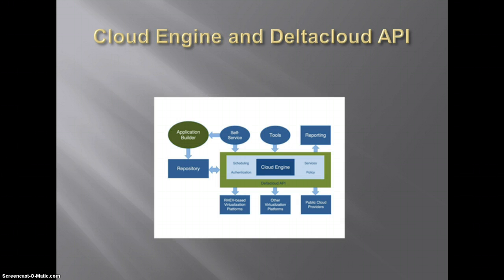Here's an example of the Cloud Engine as well as the Delta Cloud API. You see in the main box you've got your Cloud Engine. Outside of the main box you've got the tasks and processes that can be done, as well as, in the upper left corner, the application builder, which compiles everything, and your repository is where everything's stored.